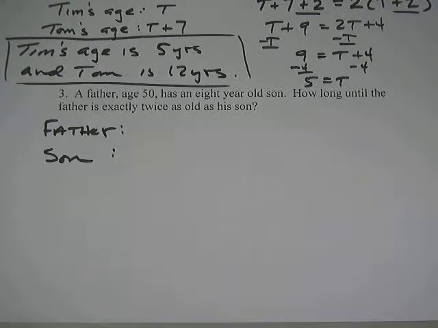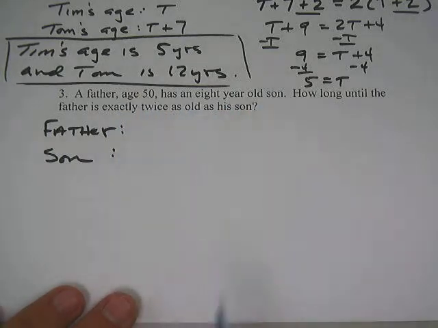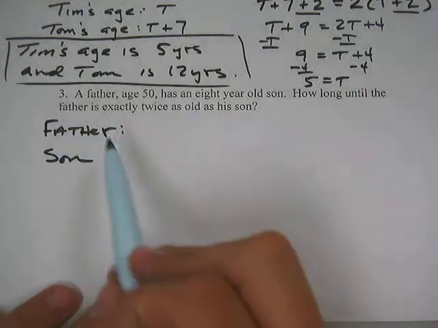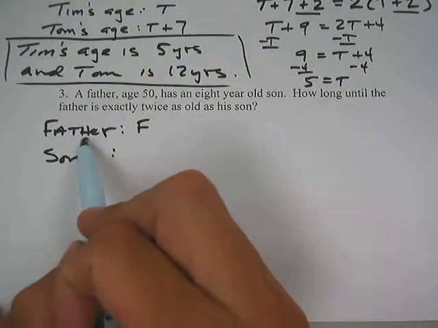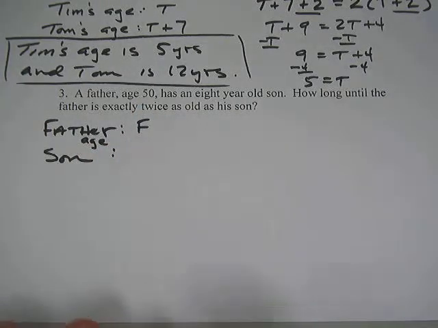So what we do know is the difference in age. We know that the father's 50 and the son is 8 years old. So I'm going to talk about the father right now, and I'm going to call him F. So the father's age, I know it's 50, but I'm going to still call it F. Now the son is 8 years old.